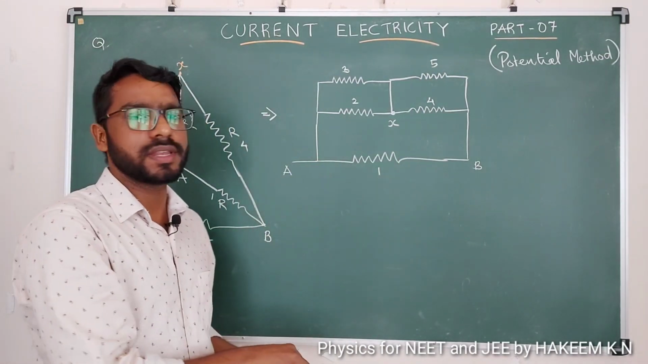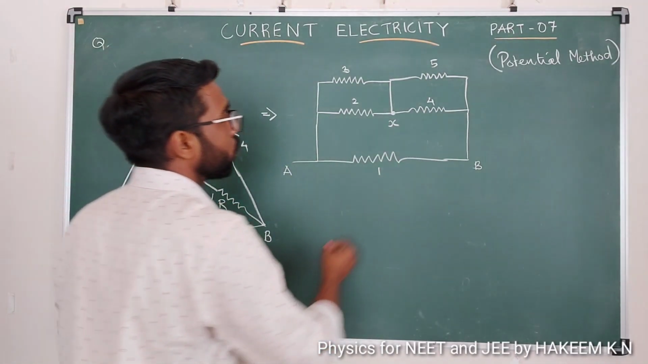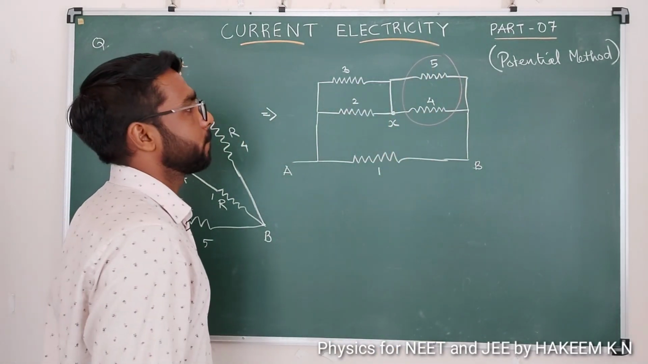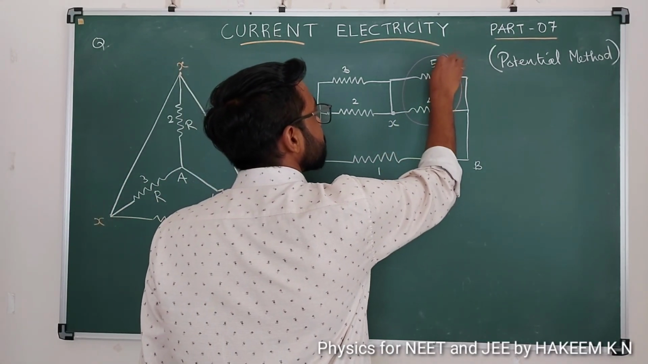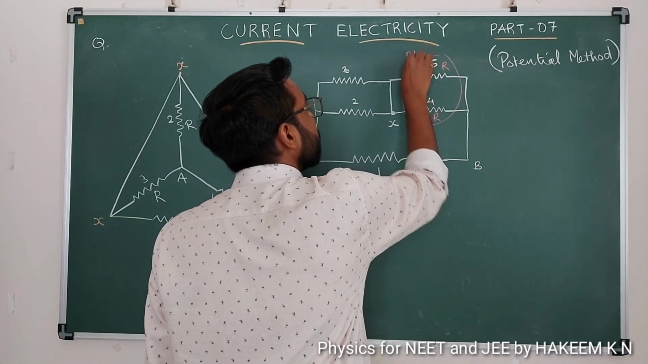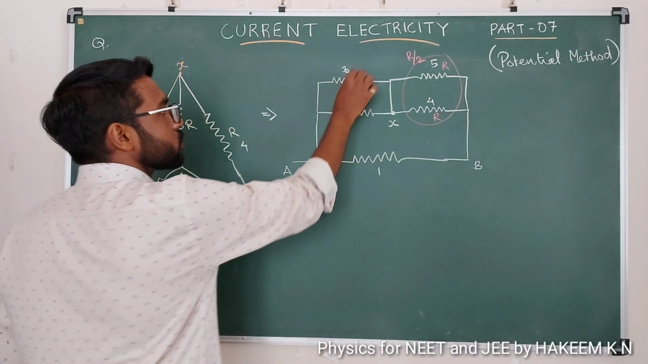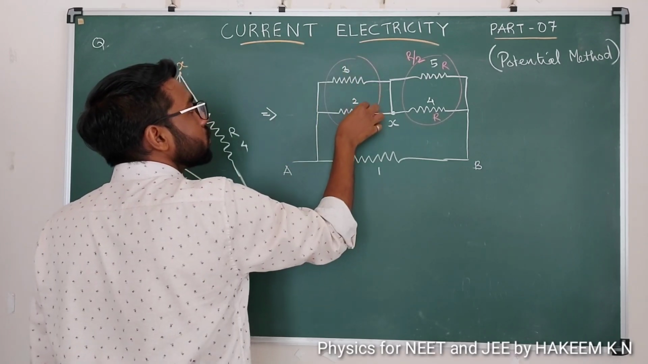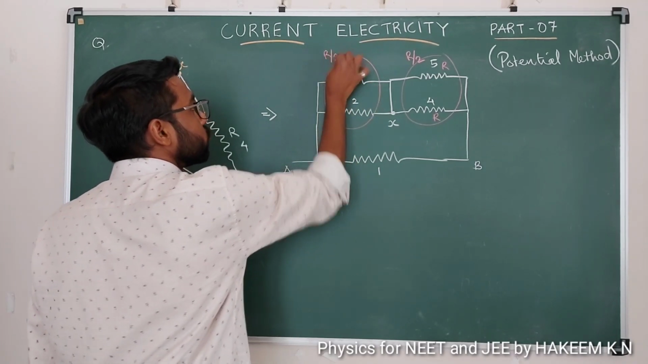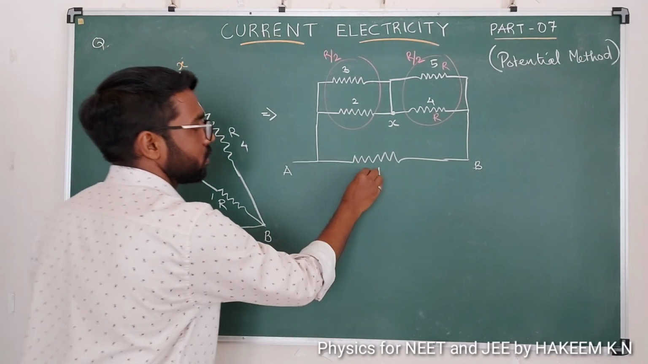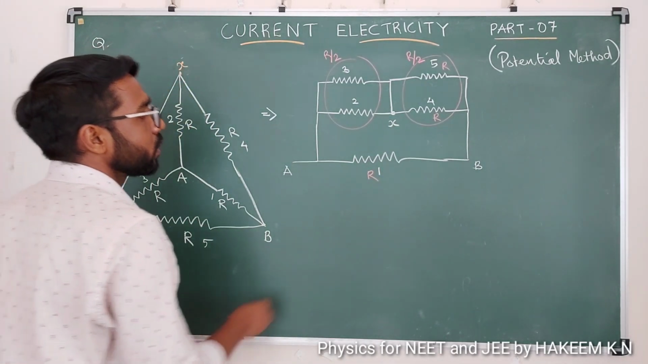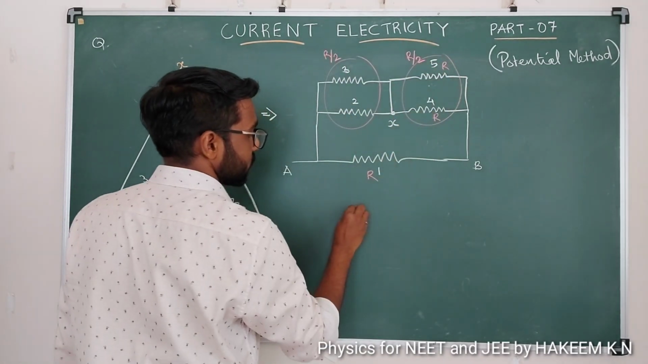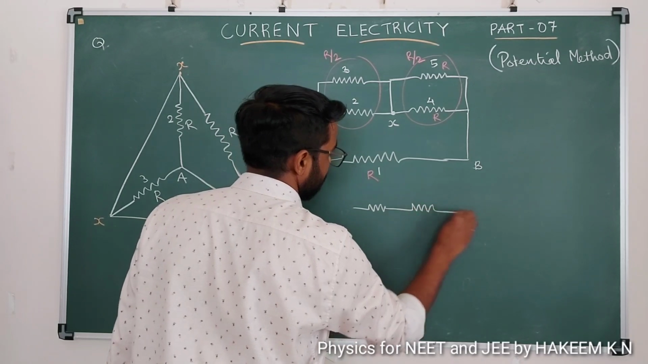Now we can solve this easily. How? 5 and 4 are parallel. All are the same resistance R. So we will get R by 2 here. And here also 3 and 2 are parallel. So we will get R by 2. All are identical, right? And here this is also R. So we will get R by 2 in series, that is R.